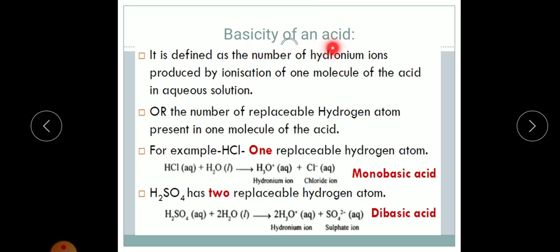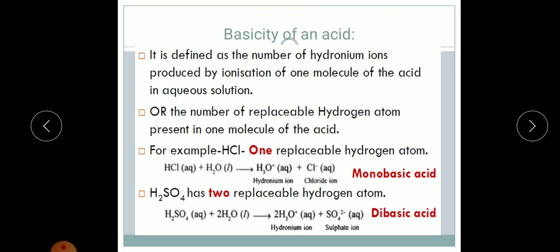It's a very important topic to understand. It is defined as the number of hydronium ions produced by ionization of one molecule of the acid in aqueous solution. So we can say that basicity of an acid is the number of hydronium ions produced by ionization of one molecule of the acid in aqueous solution, or it can also be defined as the number of replaceable hydrogen atoms present in one molecule of the acid, or the number of H+ ions produced.